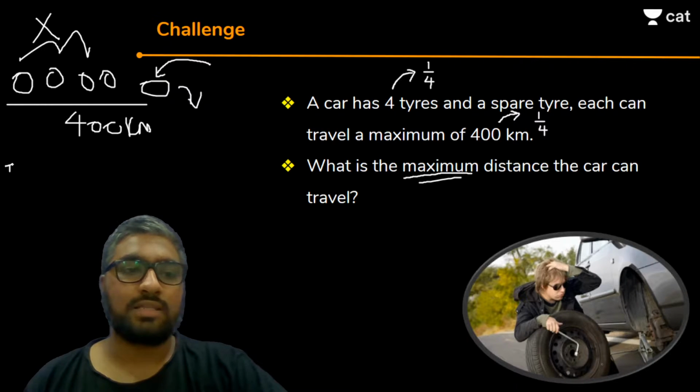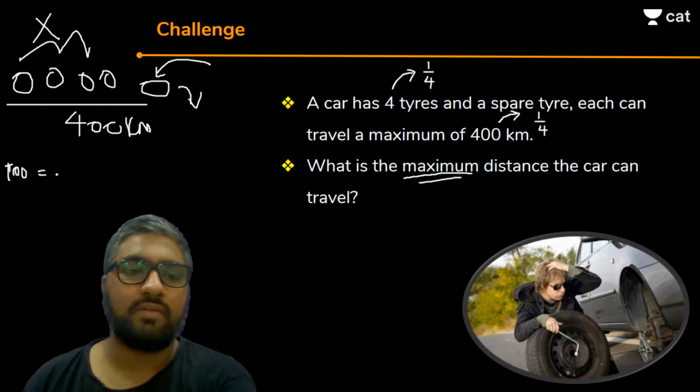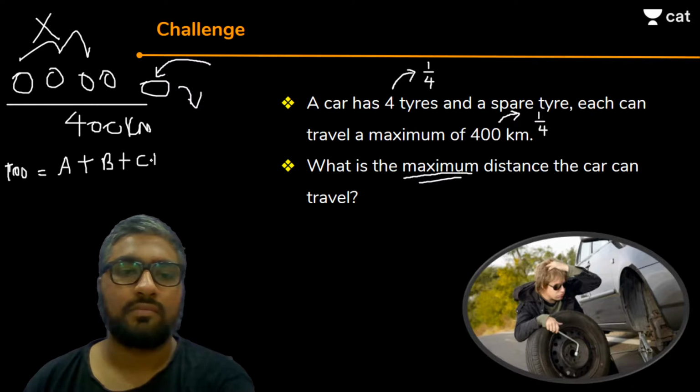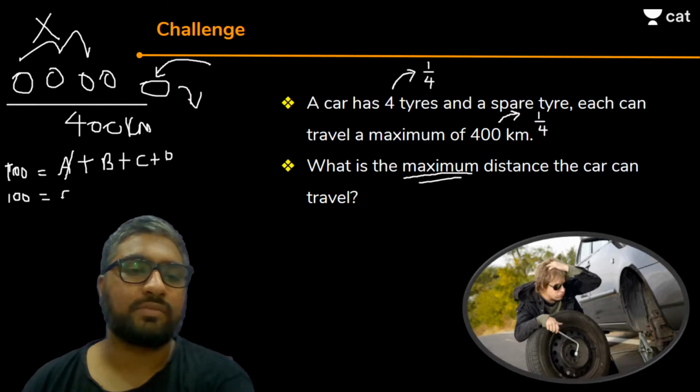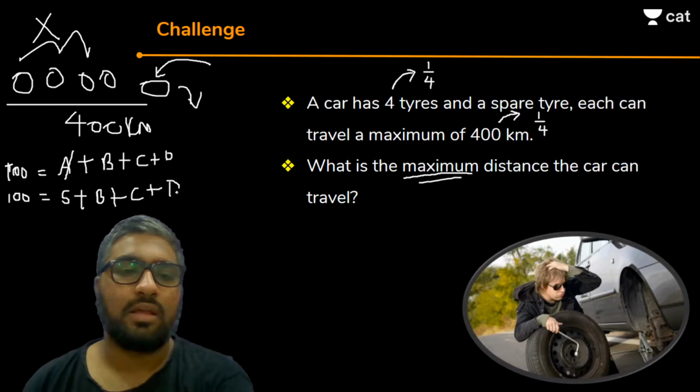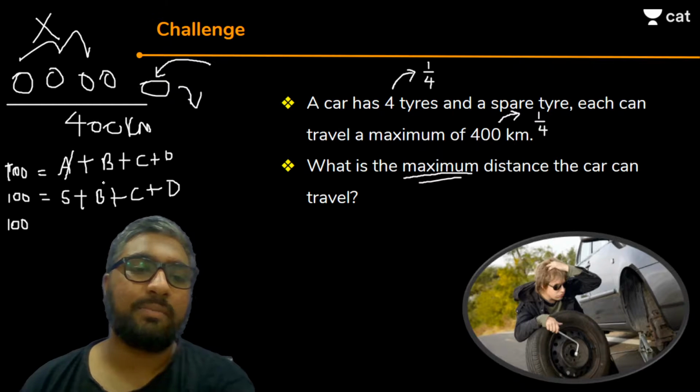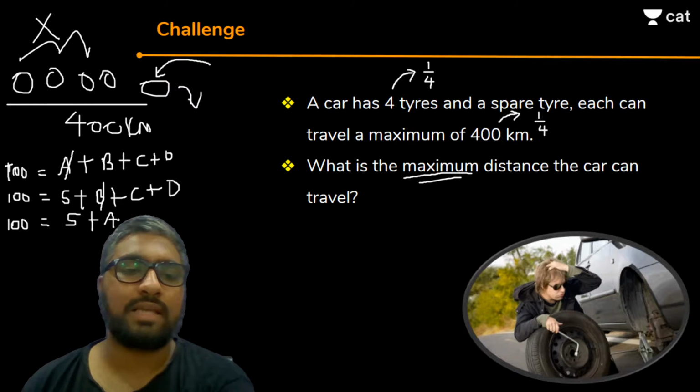First 100 kilometers, we will run with A, B, C. Now for the second 100 kilometers, we'll replace A with the spare. In the other 100 kilometers, we replace B with the previous tire. So what would we have? Spare plus A.